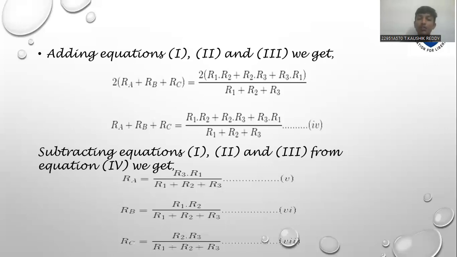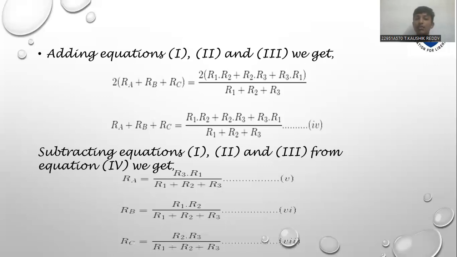If we add the three equations, we get RA + RB + RC = (R1R2 + R2R3 + R3R1)/(R1 + R2 + R3). Now what if we subtract the three equations from equation 4? The equation which we got by adding the three equations is the fourth equation.